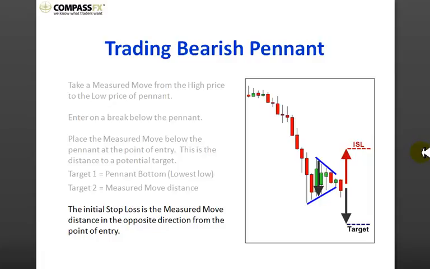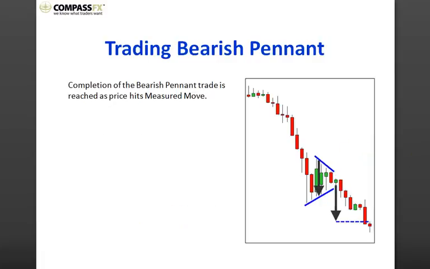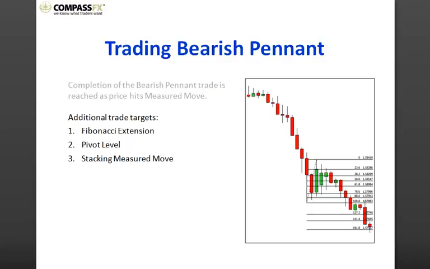Now let's look at the market making its movement, and you can see that the market came down and reached that measured move target. Now if the market continues to make a move, or you want to take other target measurements, I would suggest either using a Fibonacci extension, a pivot level, or stacking the measured moves if the market makes a continual strong move in the downward direction.